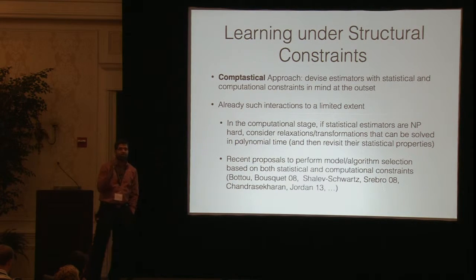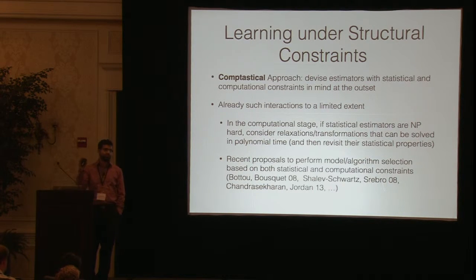Recently, there have been a lot of proposals for comptastical approaches, if you will, of taking into account the statistical and computational constraints at the level of model and algorithm selection. In other words, you do not worry about things at the estimator stage or the model stage, but if you have a family of models or a family of algorithms, each of which has a particular statistical and computational efficiency, then you can perform model or algorithm selection by taking into account your statistical and computational budget. Okay? And there have been a lot of very interesting proposals.